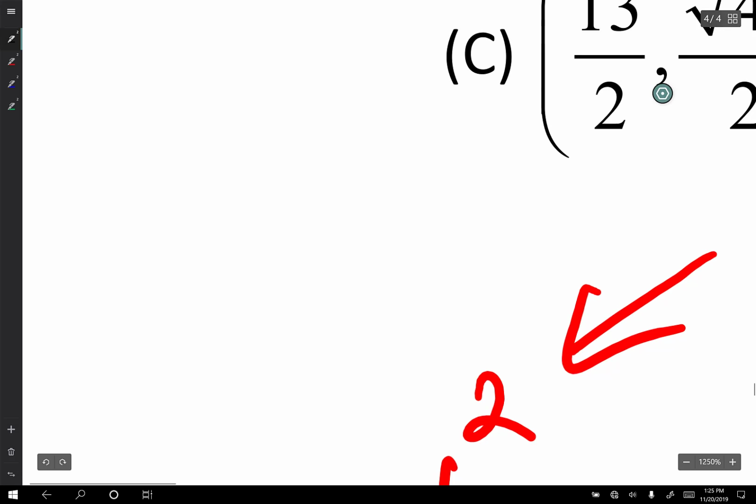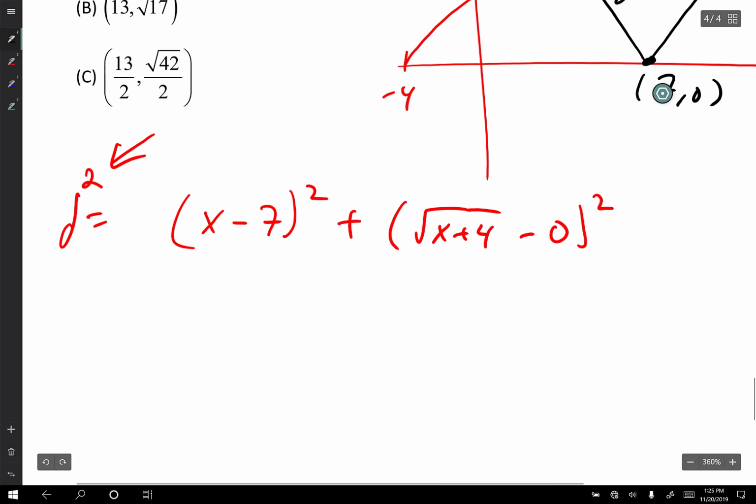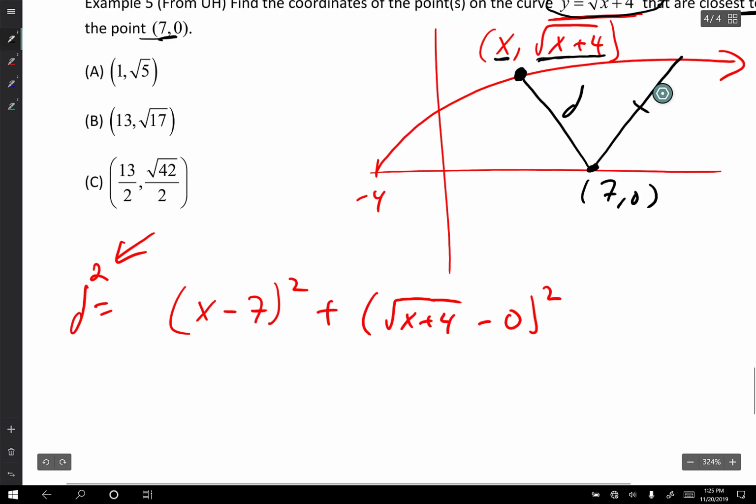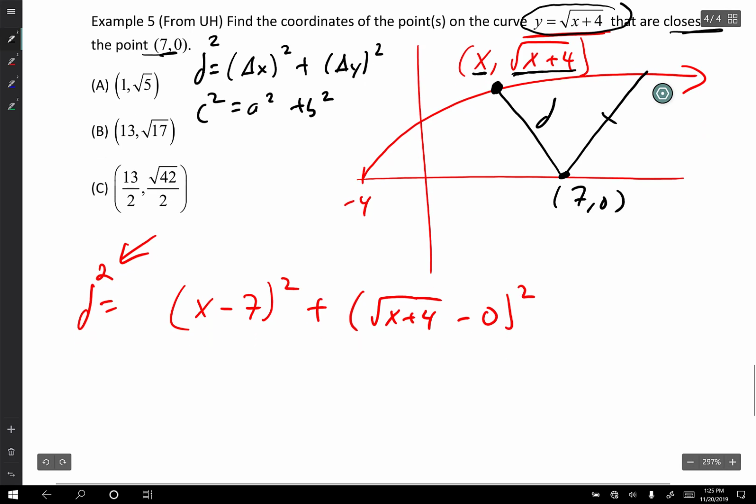So here we go, guys. Does everyone understand what I'm doing at the moment? Yes, they're all the same. Distance formula: change in x squared plus change in y squared. Pythagorean theorem: a squared plus b squared equals c squared. They're all the same.